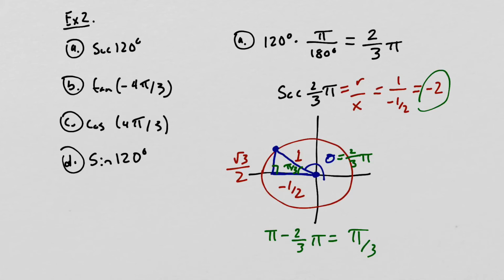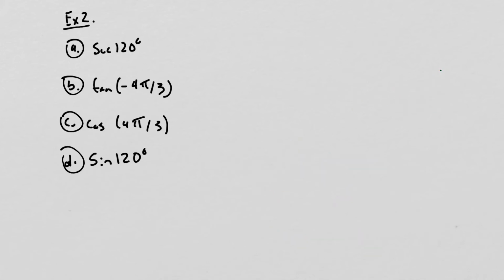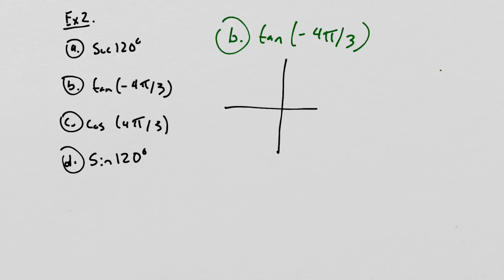Okay, let's look at part B. In part B, we want to look at tan evaluated at negative 4 pi divided by 3. Since this angle is given in radians, we don't have to convert it. Let's go ahead and draw our picture. So here's our unit circle, and this is a negative angle. So we're going to again start at the x-axis, but it's going to open up in the clockwise direction. Since this angle is smaller than negative pi, this is going to lie in the second quadrant.